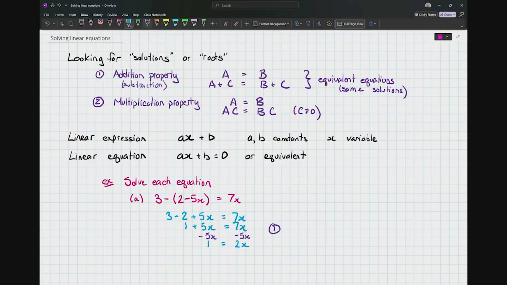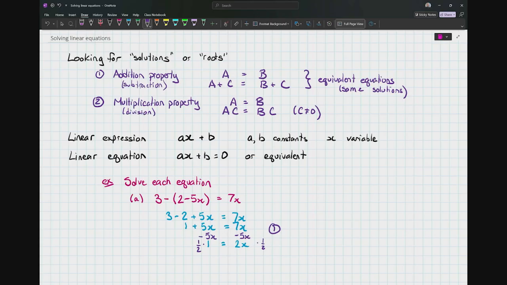At this point, it seems like I just need to get rid of this 2. Now, this is a multiplication property, so I need to figure out what I need to multiply by. And if I've doubled x, I can get rid of that by multiplying by 1/2. Now, this is really just equivalent to dividing by 2. So in many cases, we can think of this multiplication property as essentially being division as well.